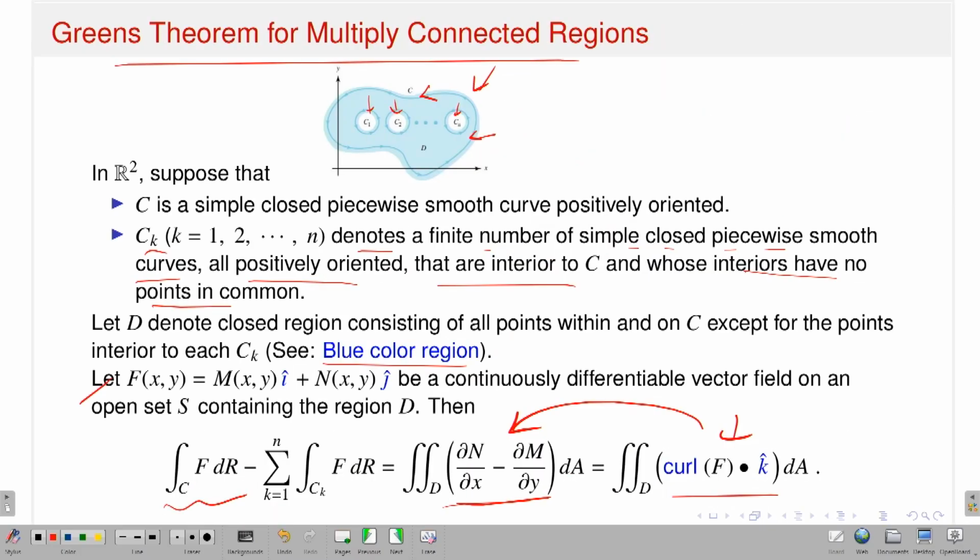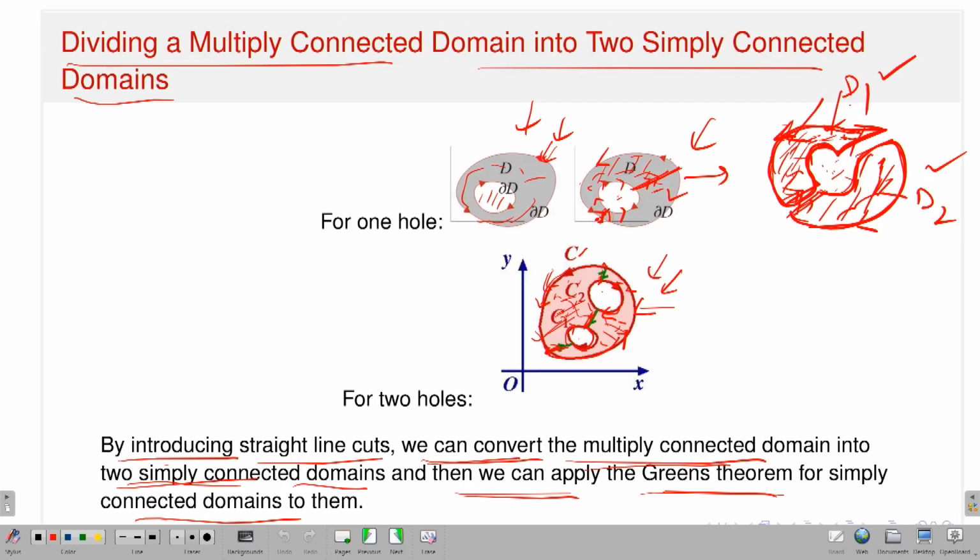That means the vector line integral over C, if I subtract the vector line integrals over the Ck's which are sitting interior to C, then this difference can be written in terms of the double integral of the curl of the vector field dot k cap, where my vector field capital F is in R3. So, I hope this is the kind of statement and a little idea of the proof using simply connected domains.